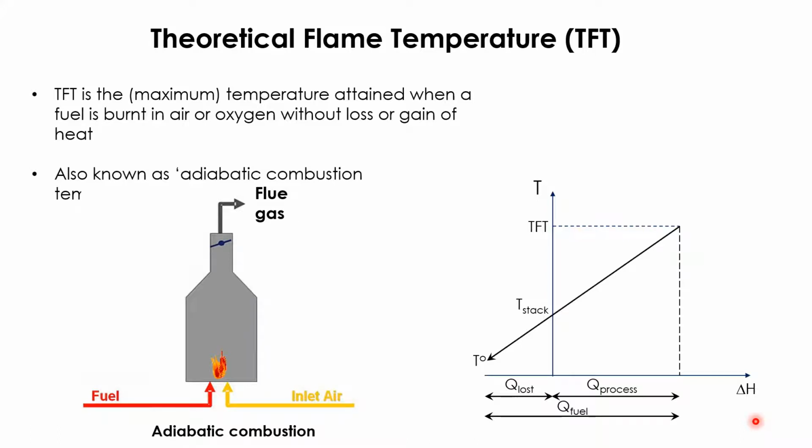The basic approach to perform energy balance in a furnace is through what we call the theoretical flame temperature. So what is it? The theoretical flame temperature is the maximum temperature that can be achieved when a fuel is burned in air or in oxygen without losing or gaining heat.